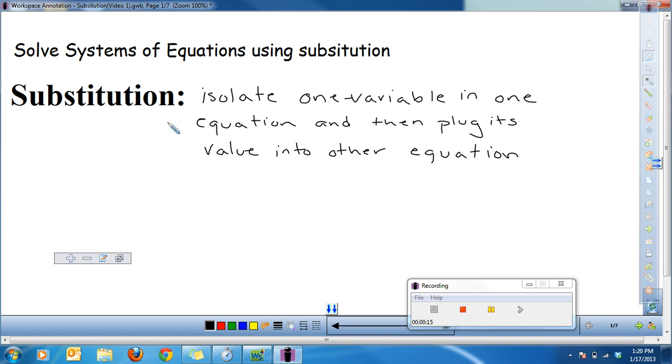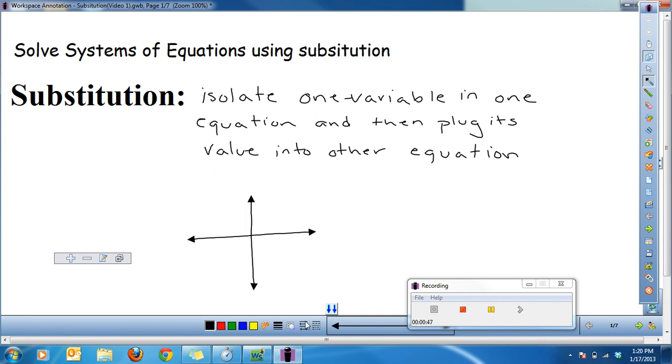The definition for substitution is we're going to try to isolate one variable in one of our equations and then plug its value into the other. Now, just so we have an idea of what we're solving for when we go to our next example, I want you to remember that when you're solving a system, if you were to graph your system, you're looking for the place where the two lines intersect.